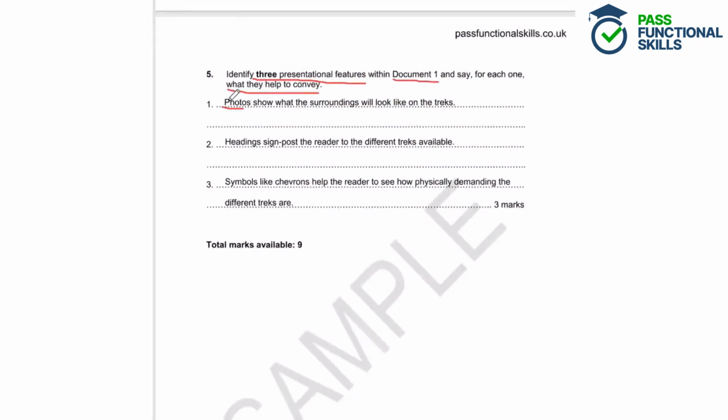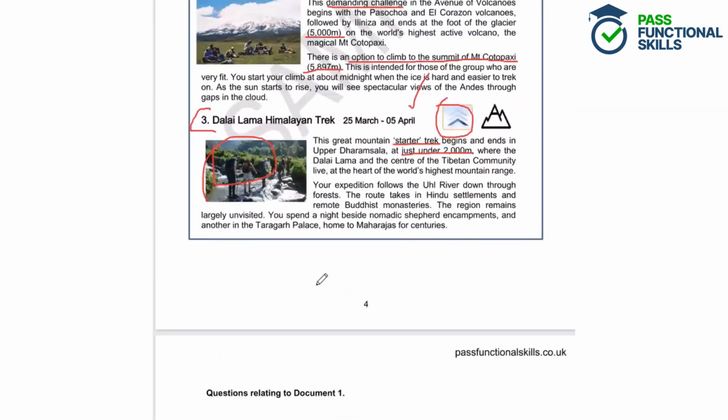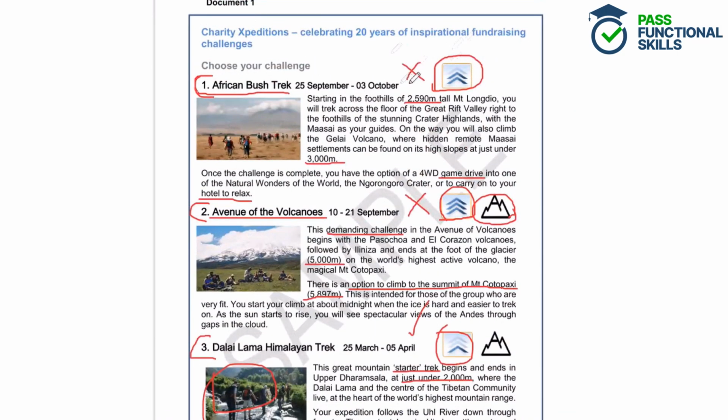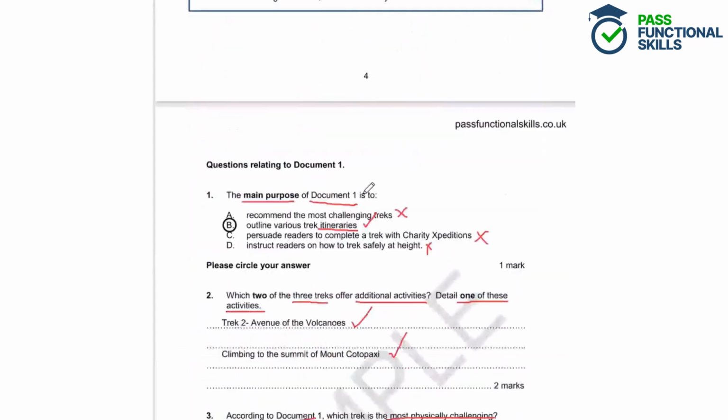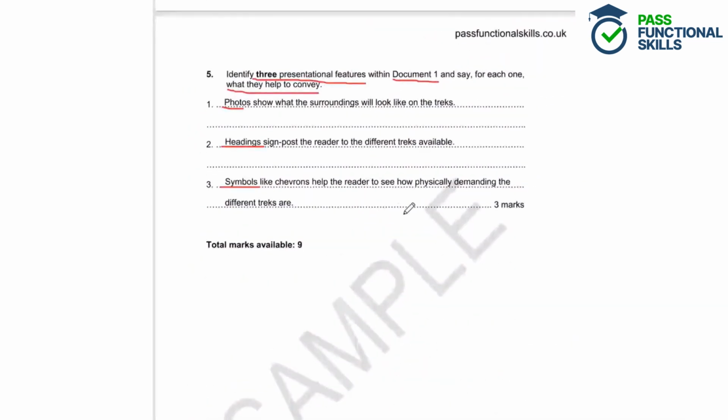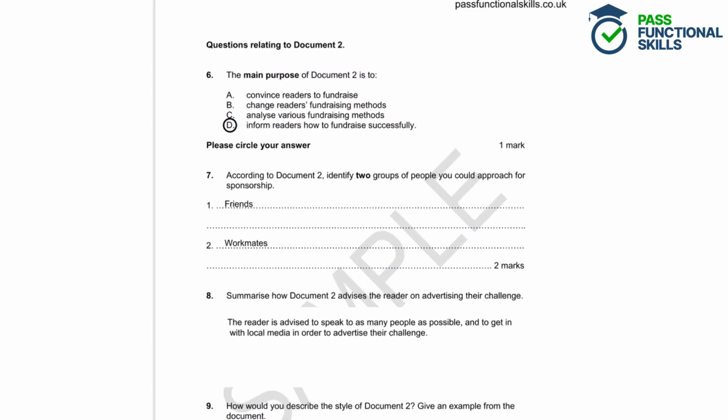So the students identified photos and then explained what these help to convey. They've said that they show what the surroundings will look like on the treks. We've got headings, and these signpost the reader to the different treks available. And then symbols, like chevrons, which help the reader to see how physically demanding the different treks are. So we've got to use the context of the source here to see what these different features are helping the reader to understand.